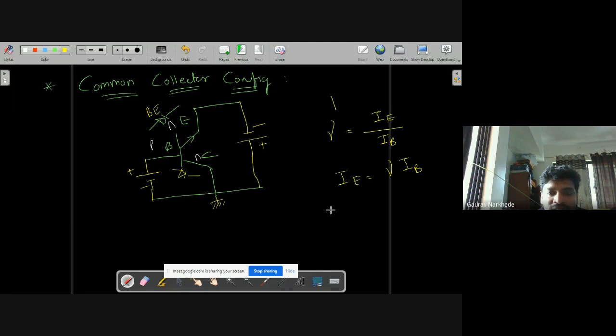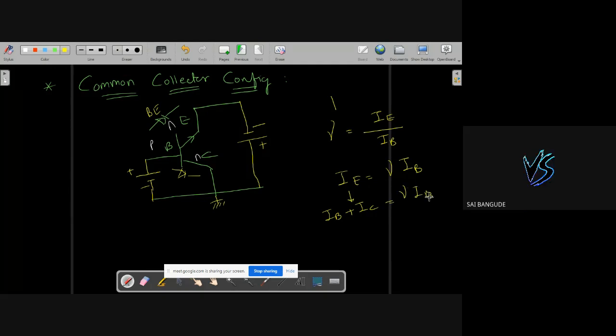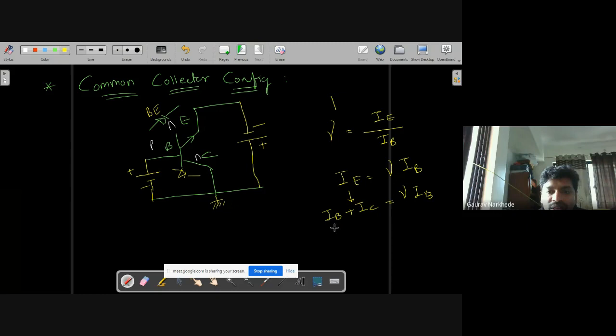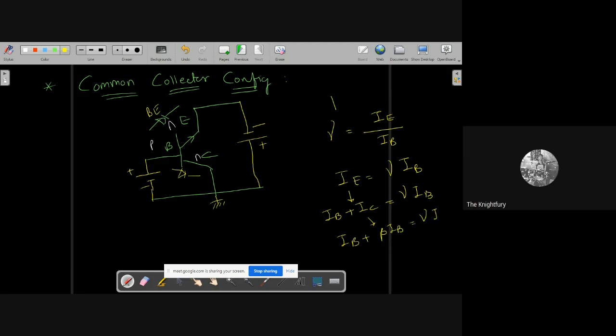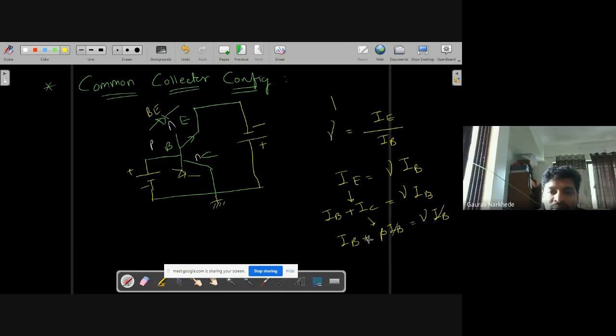IE I can write as IB plus IC, correct? Yes, sir. This is gamma times IB. Now, IB plus IC I can write as beta times IB plus IB. So IB cancels. So can I say 1 plus beta is equal to gamma? So did you get the relation between beta and gamma? Yes, sir.